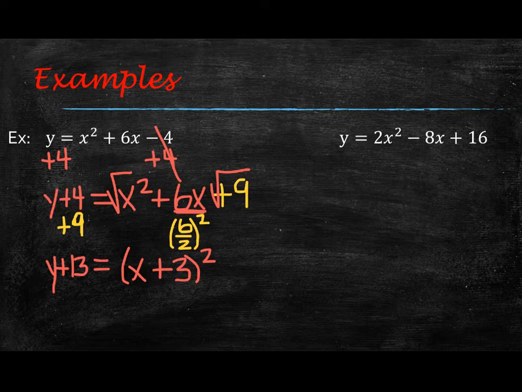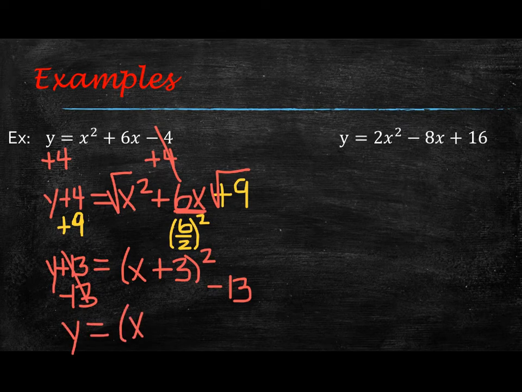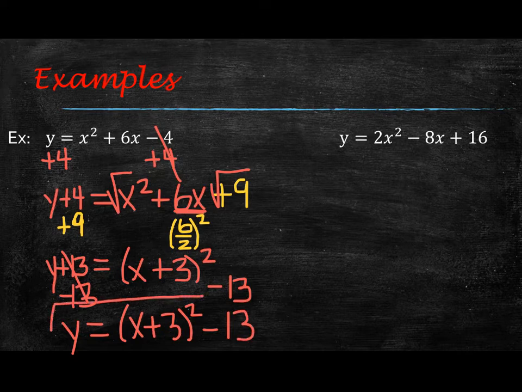And then your last step is to go ahead and subtract 13 over to the other side. So y is equal to x plus 3 quantity squared minus 13.